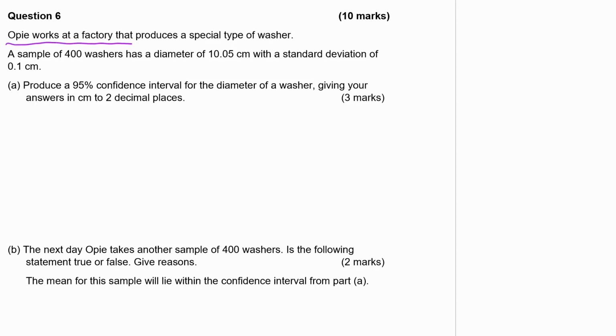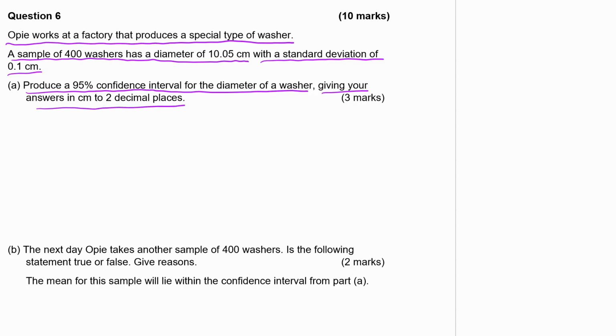Opie works at a factory that produces a special type of washer. A sample of 400 washers has a diameter of 10.05 centimeters with a standard deviation of 0.1 centimeters. Produce a 95% confidence interval for the diameter of a washer, giving your answers in centimeters to 2 decimal places.